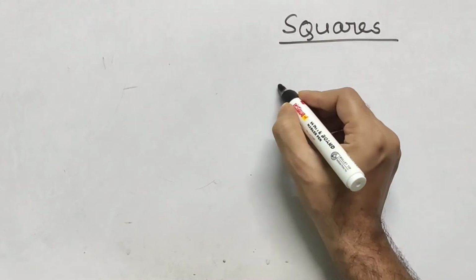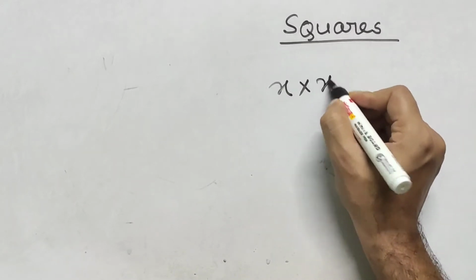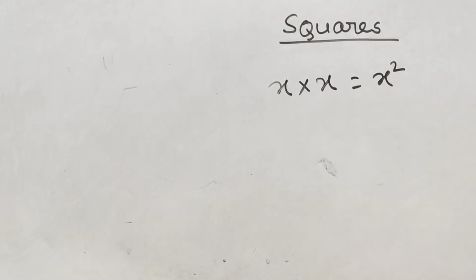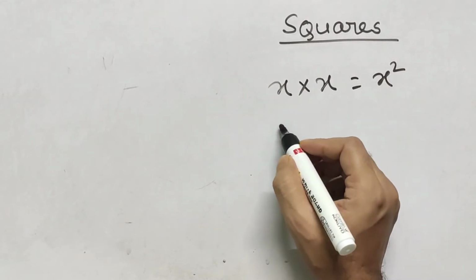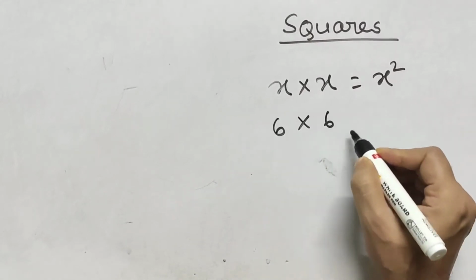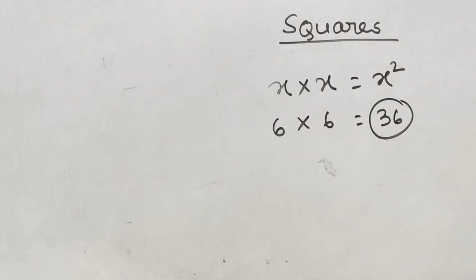So now let's talk about squares. What do we mean by squares? When a number is multiplied with itself, we get a square number. Now let's take an example. Suppose 6 multiplied by 6, we get 36. So 36 is a square number.